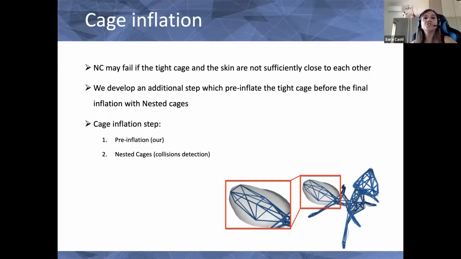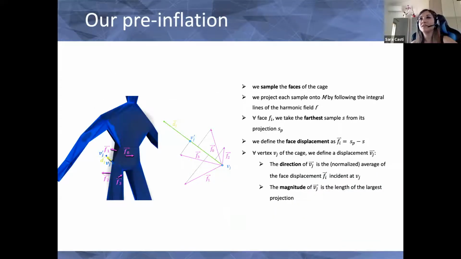In this pre-inflation step, we still rely on the harmonic field built so far, and we use a technique to detect how far the faces are from the surface. So basically, we sample the faces of the initial cage. We project each sample following the harmonic fields toward the surface, and then we keep the farthest sample projection from the surface. This is a measure of how far the face is from the input shape.